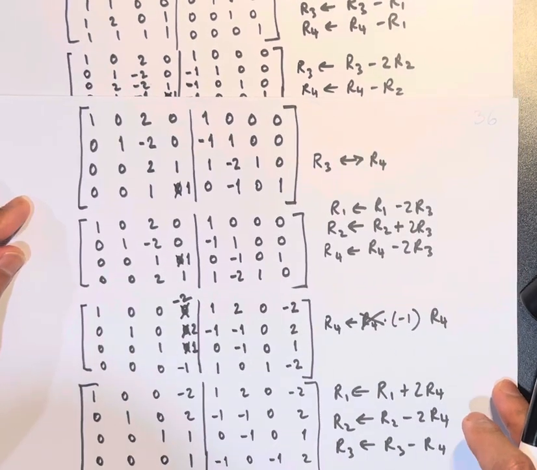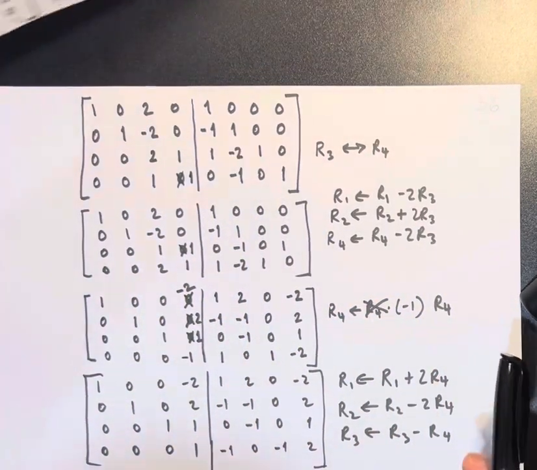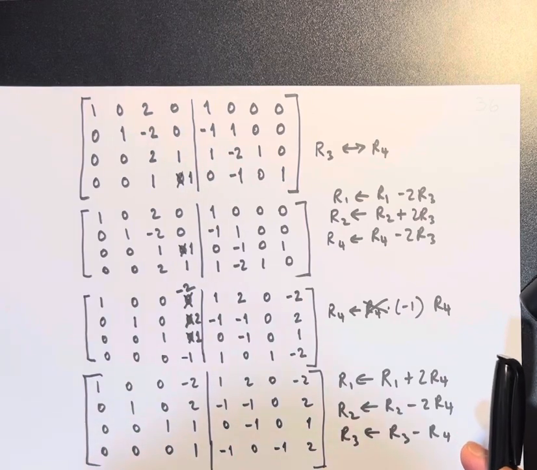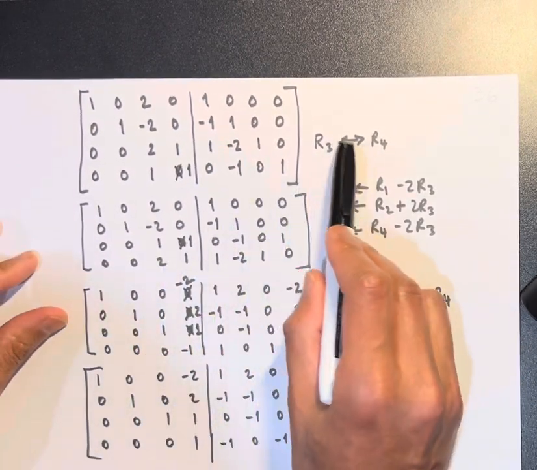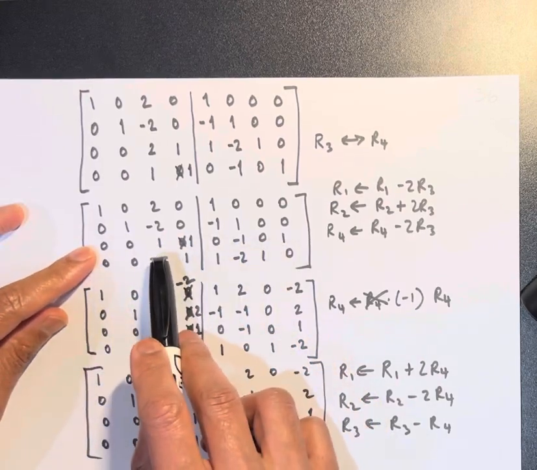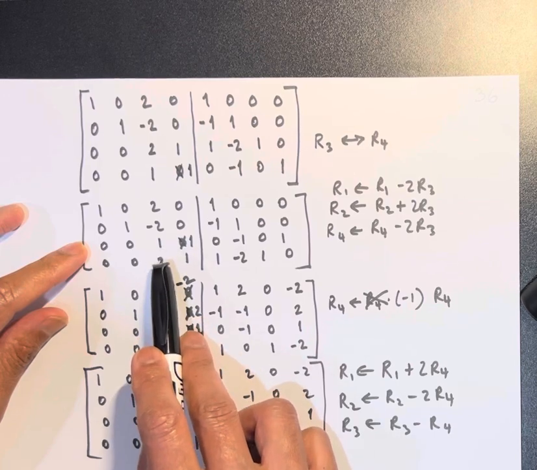Okay, so let's move on. Now R3 and R4 are swapped. I'm going to remove this sheet, put it aside, and go through this step. Now R3 and R4 are swapped, so we got this, and then the next step obviously is to eliminate this 2 and make it 0.